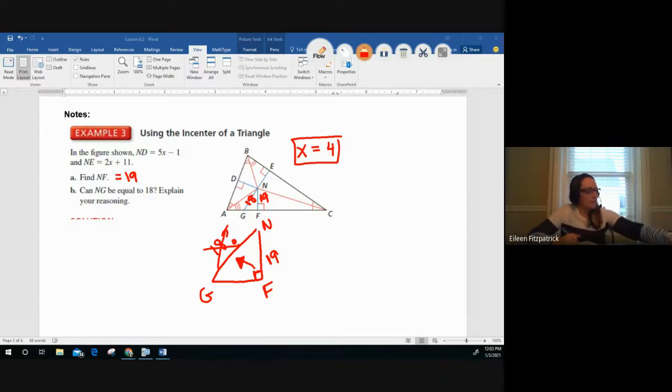And guys, I think that is it. We're not doing the last examples. So that is the end of lesson 6.2.